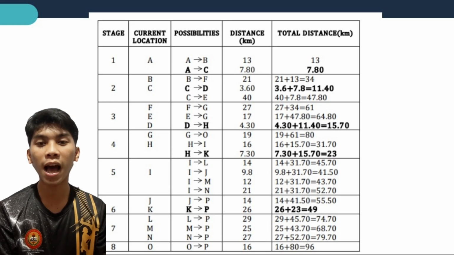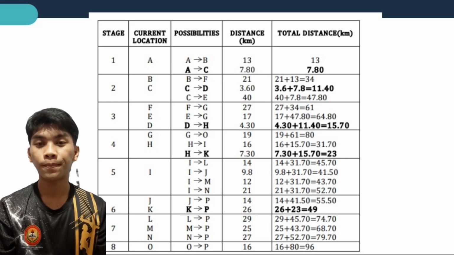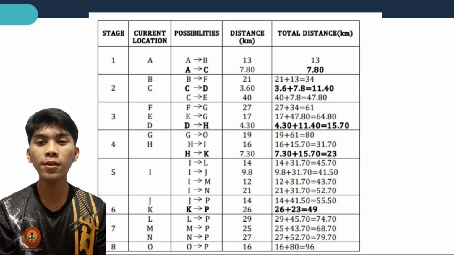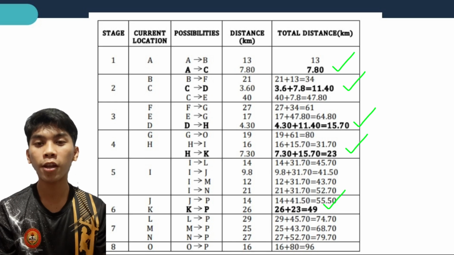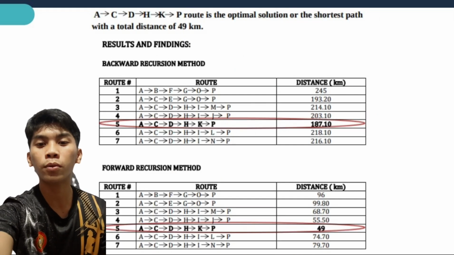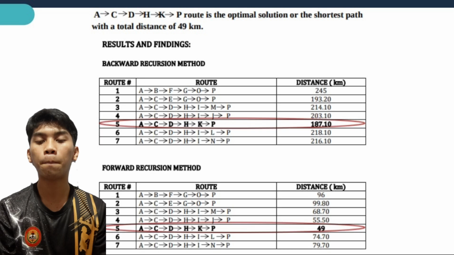Other locations such as I, J, K, L, M, and N have longer alternative paths. The method concludes at stage 8, where the final step, O to P 16 kilometers, results in a total distance of 96 kilometers. So the A to C, C to D, D to H, H to K, K to P route is the optimal solution, or the shortest path, with a total distance of 49 kilometers.